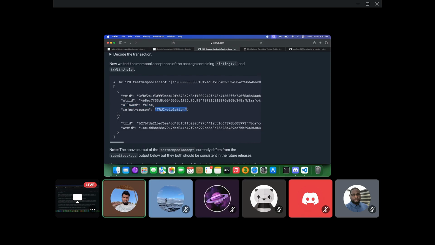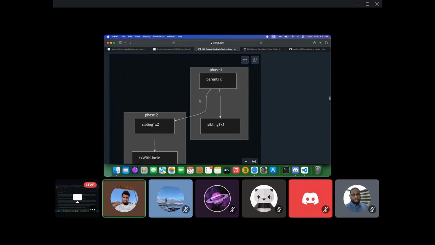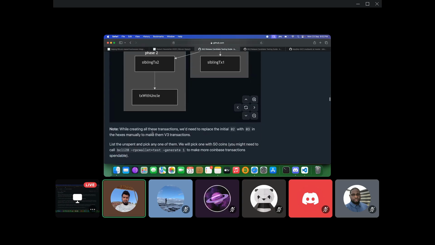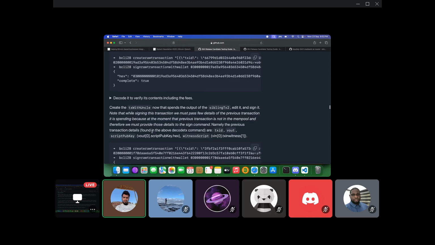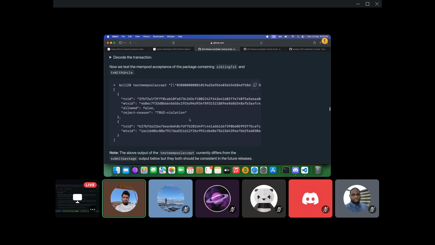TRUC violation. So TRUC transactions or V3 transactions can have only one child. Okay, so one unconfirmed TRUC transaction can have only one ancestor, and one unconfirmed TRUC transaction can have only one descendant. Here, what we're doing is we are trying to create a topology of three transactions, one, two, three, and then we are trying to broadcast that transaction and it fails. So we can validate this property of V3 transactions as well. So these are what TRUC transactions or V3 transactions are.